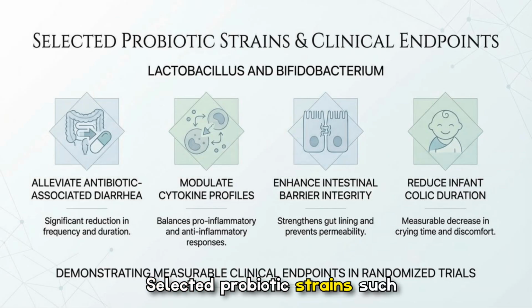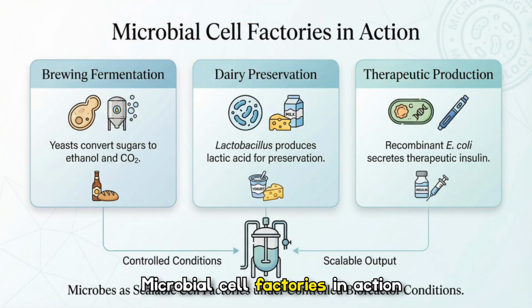Selected probiotic strains such as Lactobacillus and Bifidobacterium are highlighted with measurable clinical endpoints, demonstrating benefits like reducing antibiotic-associated diarrhea, modulating cytokine profiles toward balanced inflammation, strengthening the intestinal barrier, and even decreasing infant colic, all supported by randomized trial data for specific outcomes. Microbial cell factories in action shows practical applications.